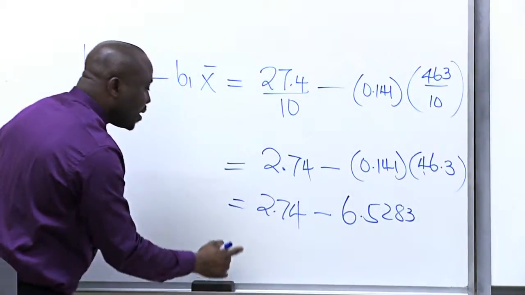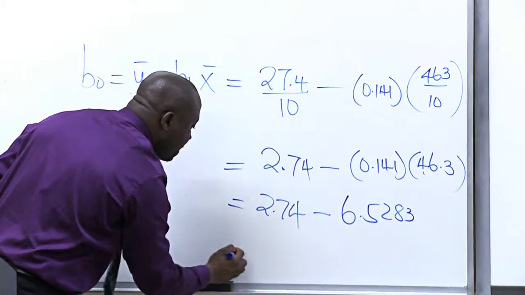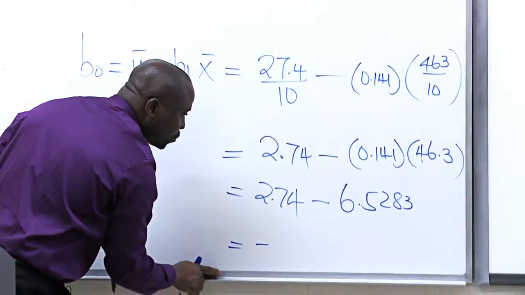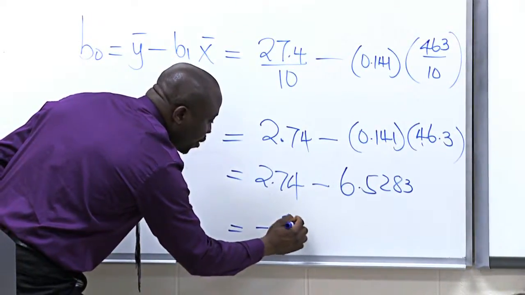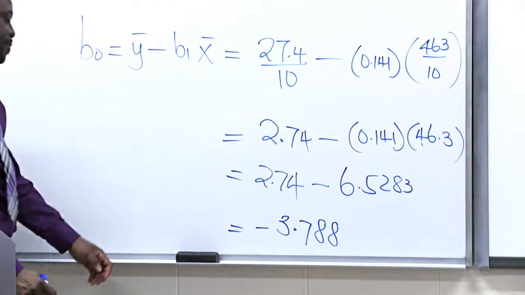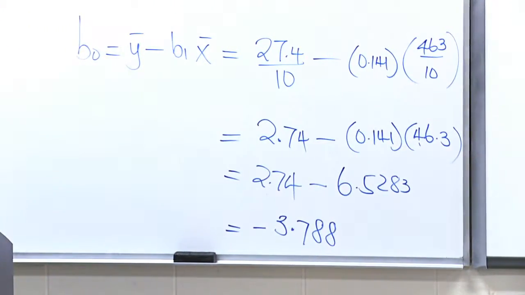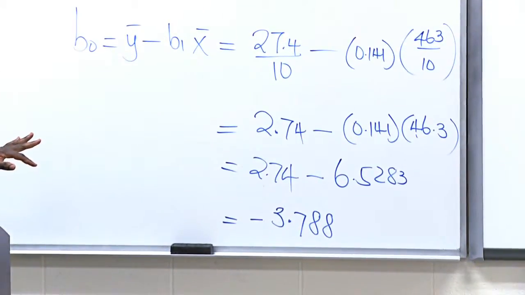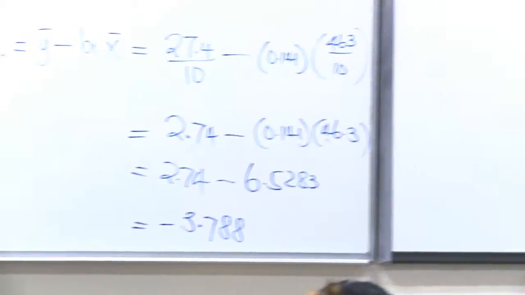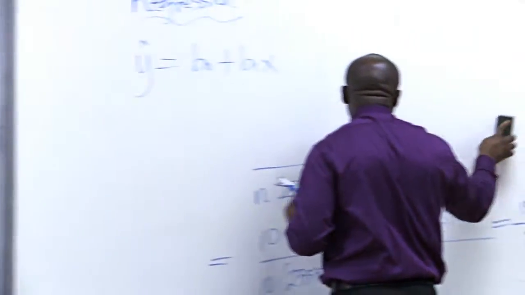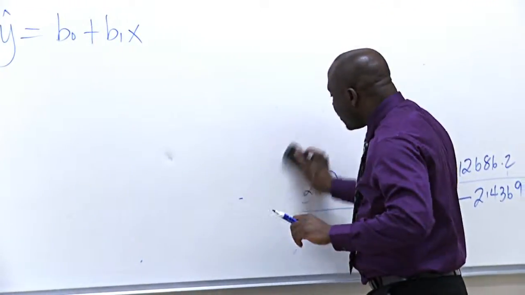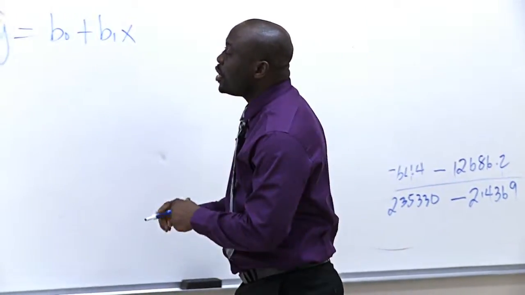5283. Now find the difference between them. Negative 3.788. Let's make it 88. So we have B0 now and B1. What you do is you substitute that into the equation, and that will give you the regression equation.